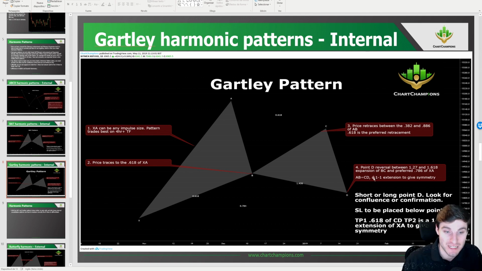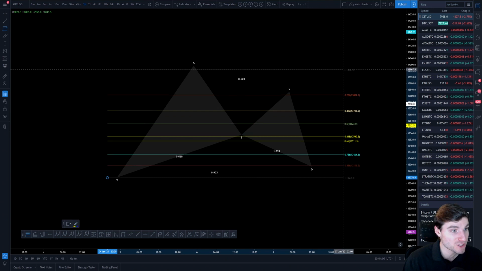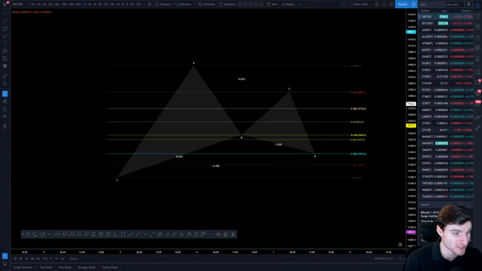Okay, and for the point D reversal, it is between the 1.27 and the 1.618 expansion of BC, or the 786 from X to A. Okay, so let me explain that fully. Bitcoin looks like it's losing support, by the way. But from X to A, you want to see this on the 786. Okay, it's from the 786.